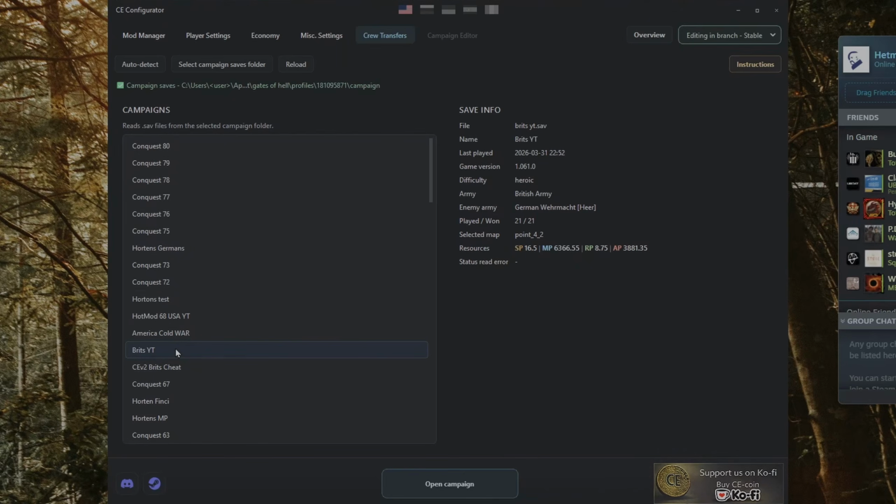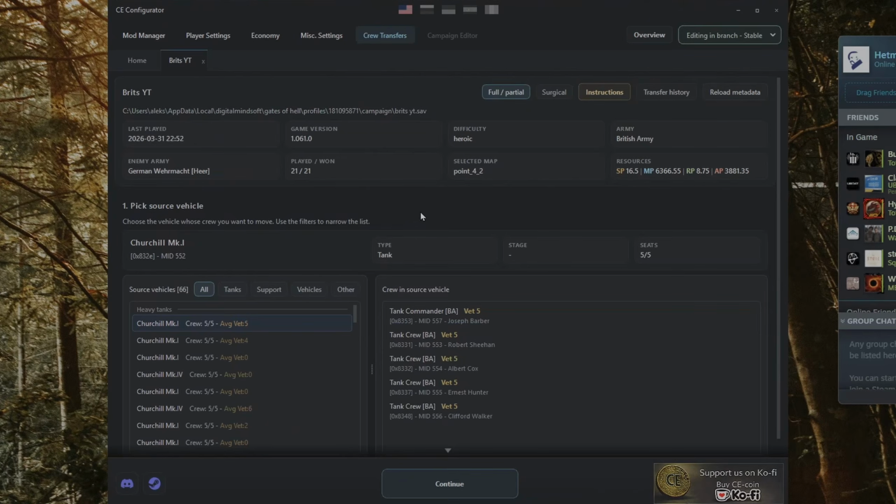We're going to go into my Brits campaign from YouTube. You can get a bunch of information about your campaign: what's the day, what's the difficulty, resources. I'm not going to bother you too much, but what is important to understand is that crews for tanks, support, and vehicles are separate. So that means the tanks can exchange crew between themselves.